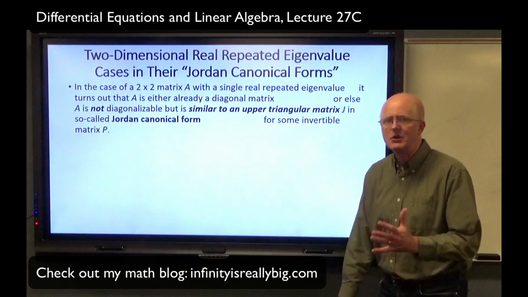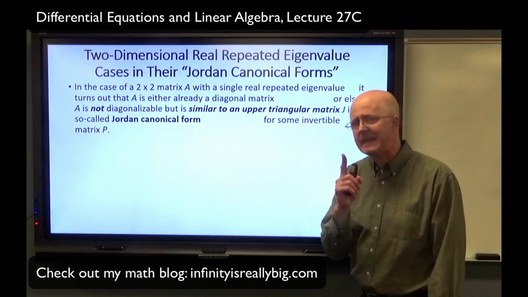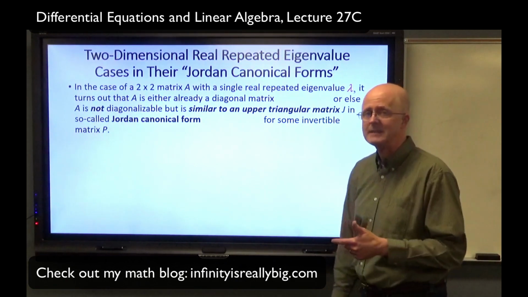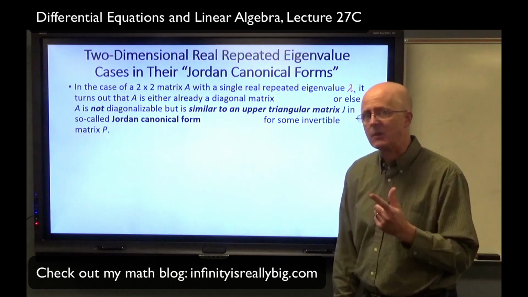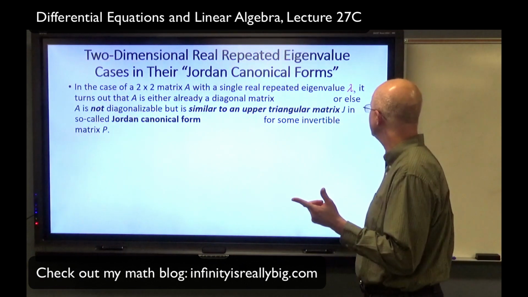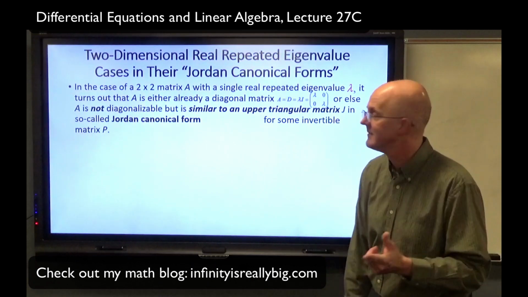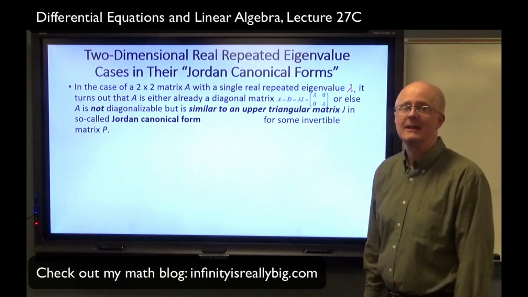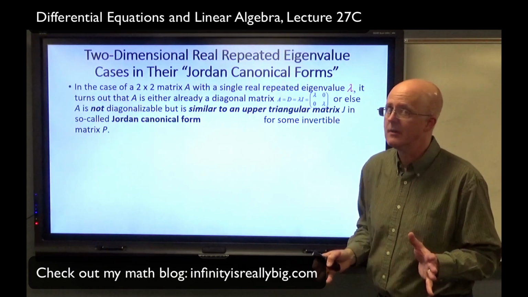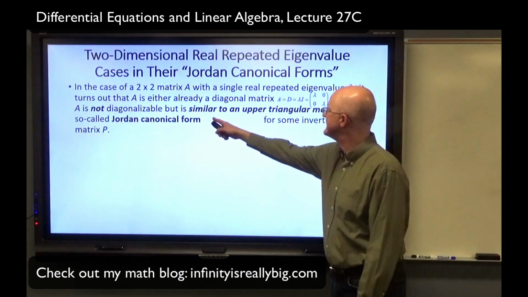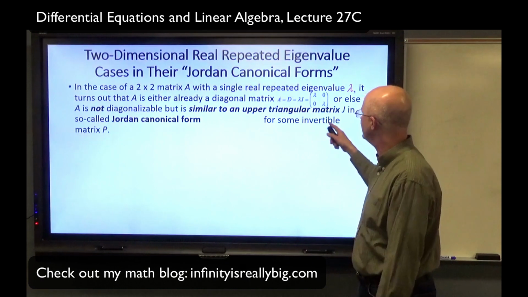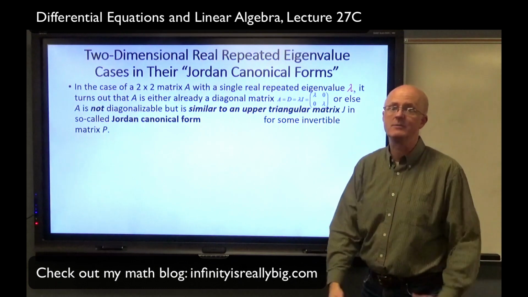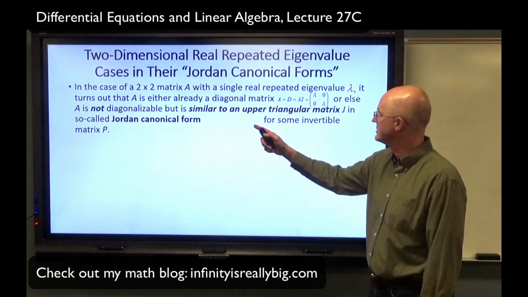In the case of a 2 by 2 matrix A with a single real repeated eigenvalue, call it lambda, it turns out you can prove that A is either already a diagonal matrix, in fact, a multiple of the identity matrix, I'm emphasizing that that's diagonal already by calling it D, or A is not diagonalizable at all, but it is similar to an upper triangular matrix, the next best thing to a diagonal matrix. Call the matrix J in honor of Jordan. We get the so-called Jordan canonical form.